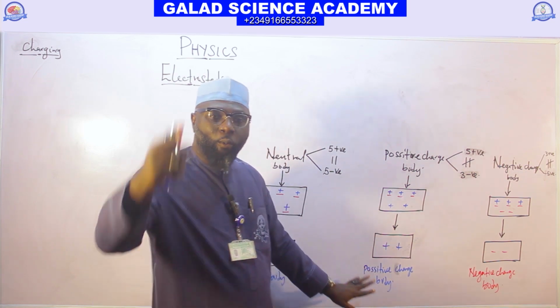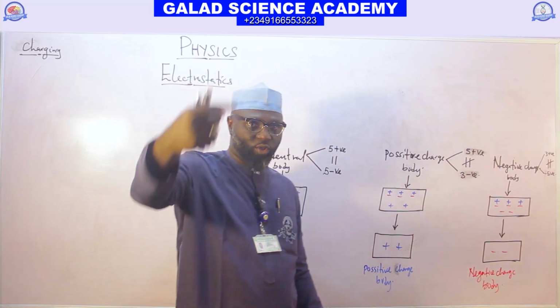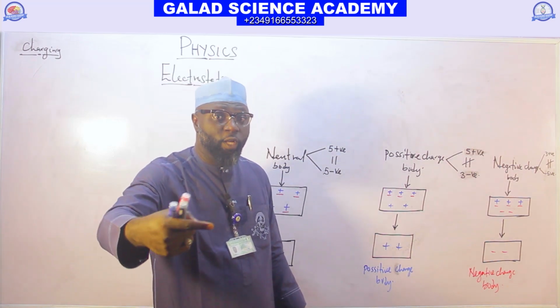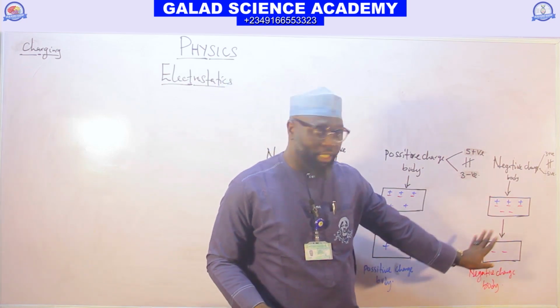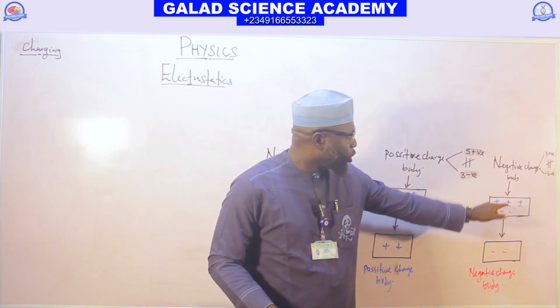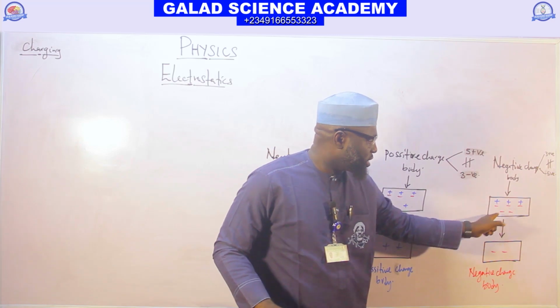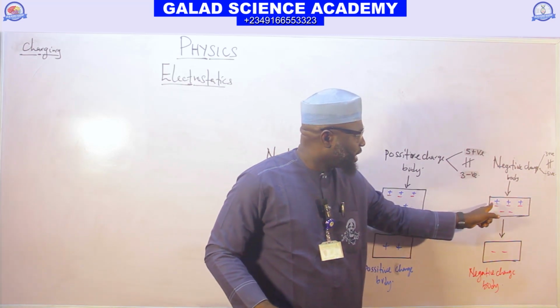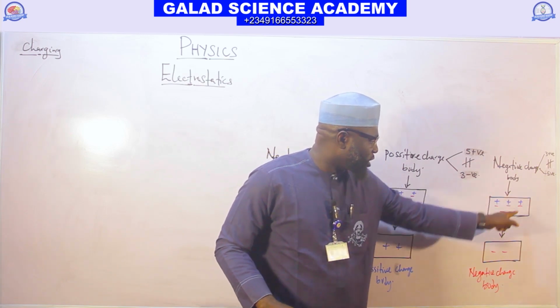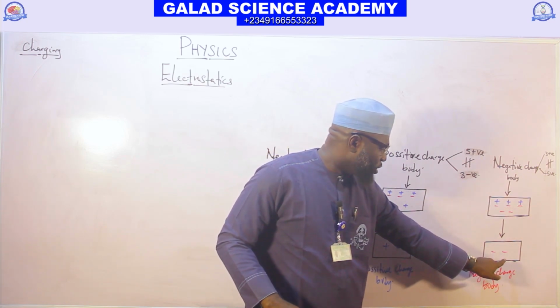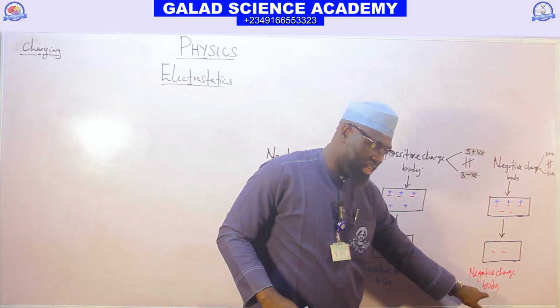But when the number of electrons is more than the number of protons, which are positive charges, in a body: here we have 5 electrons, 5 negative charges, and 3 protons, 3 positive charges. So this cancels, and we have 2. Now we have 2 negative charges.